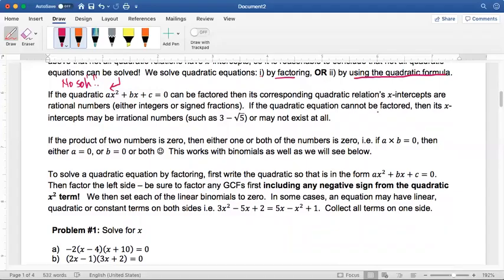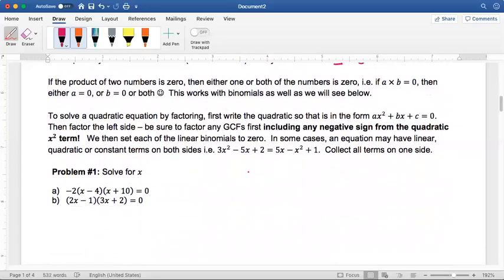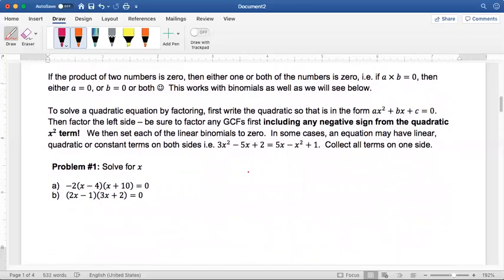If the quadratic equation cannot be factored, then its x-intercepts are irrational numbers, or they don't exist at all. This is something that we're going to be using the quadratic formula to decipher once we know that it cannot be factored. So here's the general theory behind finding roots or x-intercepts by factoring.